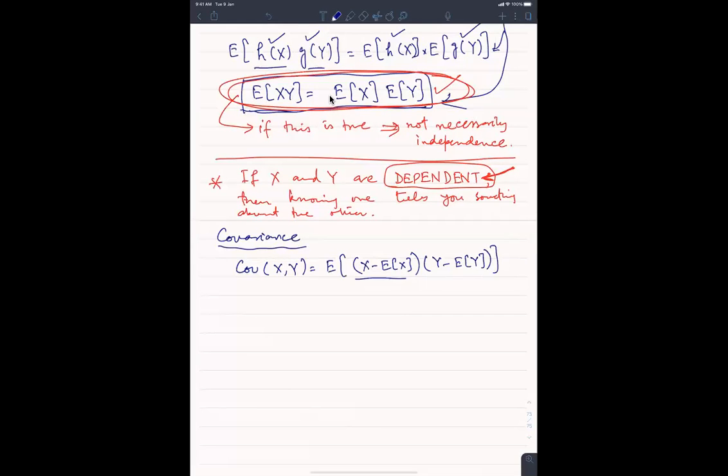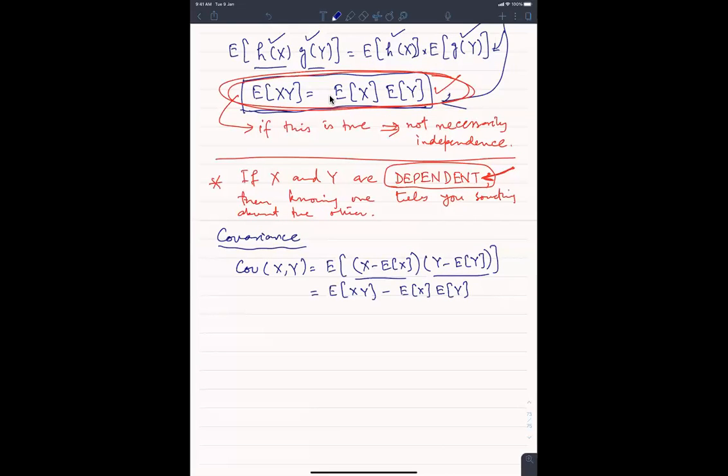This is a simple definition which is equal to, if you solve this, you get expected value of xy minus expected value of x into expected value of y. This will turn out to be true.